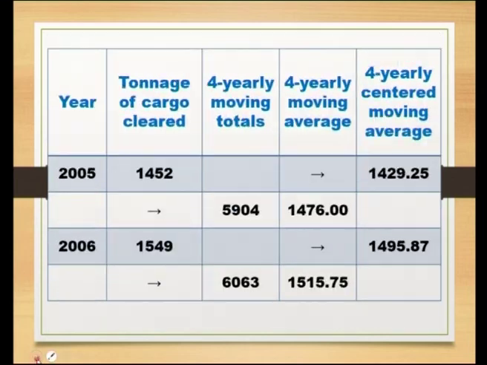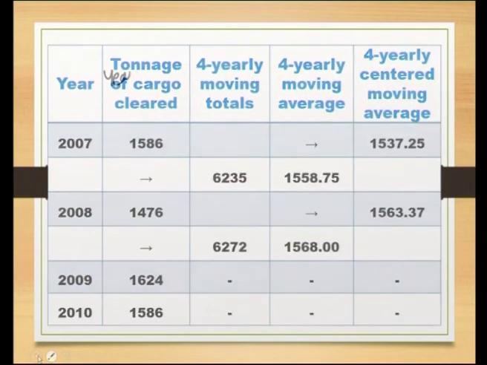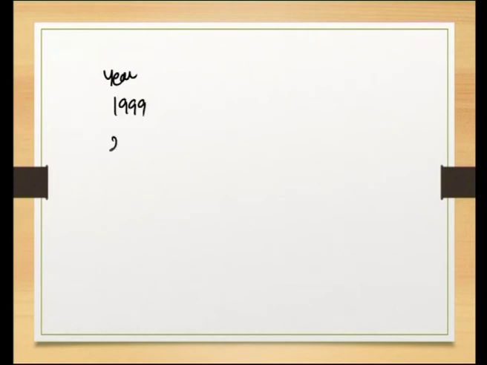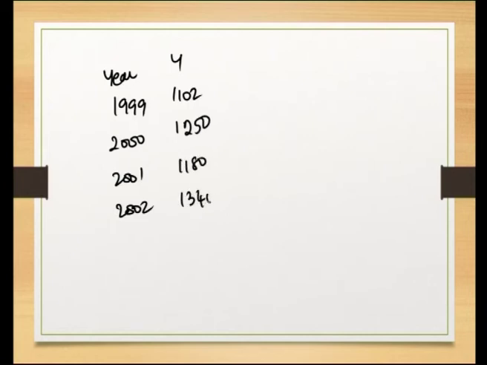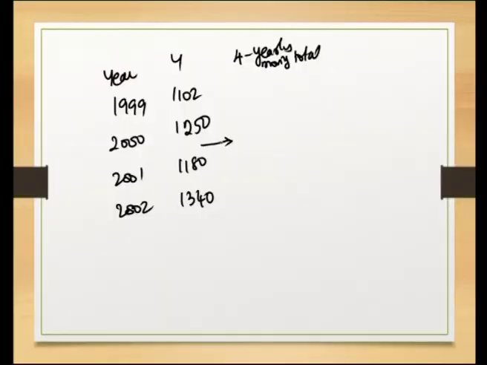It is like, you take year values, I will just write it for the first 4. Y values are 1102, 1250, 1180, then 1340. The 4 yearly moving total is written here in between 2000 and 2001. There is no extra row or extra year value between 2000 and 2001. It is just written like this for centering the values.